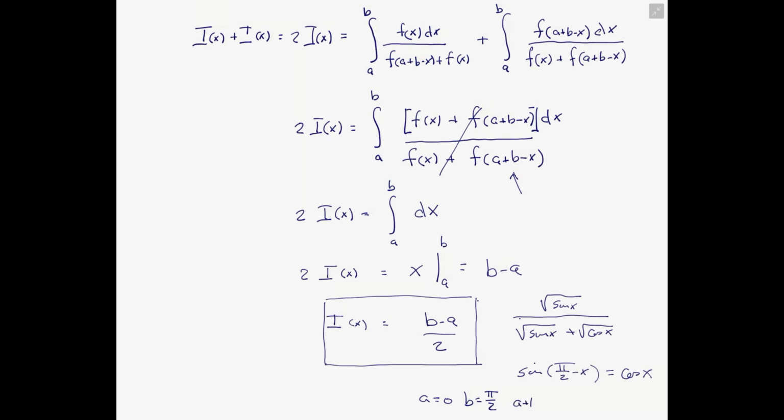The integrand that we looked at in the previous problem was sine of x over the square root of sine of x plus the square root of cosine of x. And cosine of x really is sine of pi on 2 minus x, as I mentioned before. That's equal to the cosine of x. So we really do have that circumstance. If the limits are a equals 0 and b equals pi on 2, then a plus b equals pi on 2, and then we have our argument.